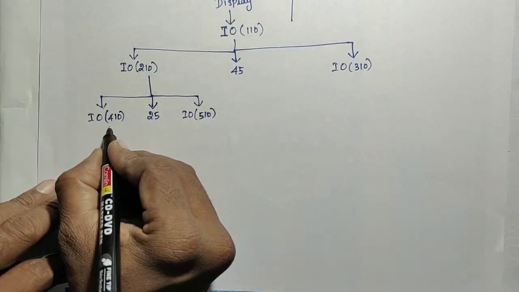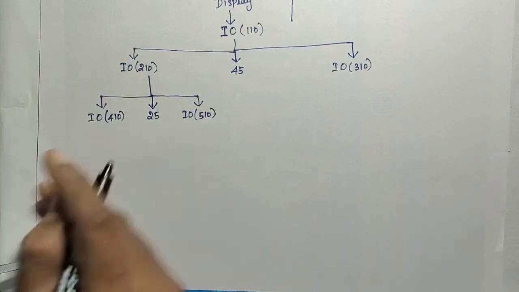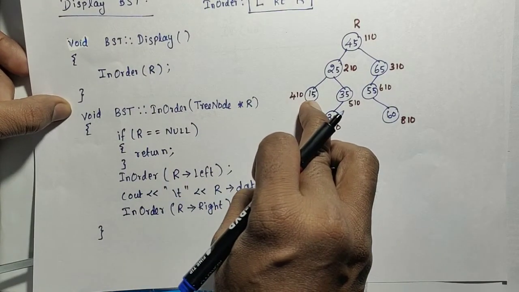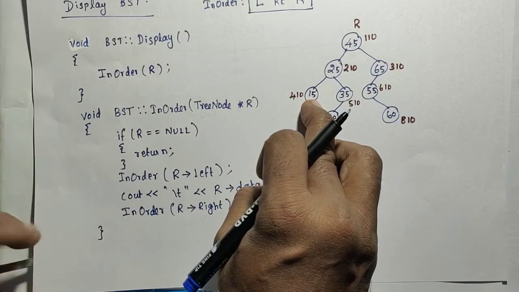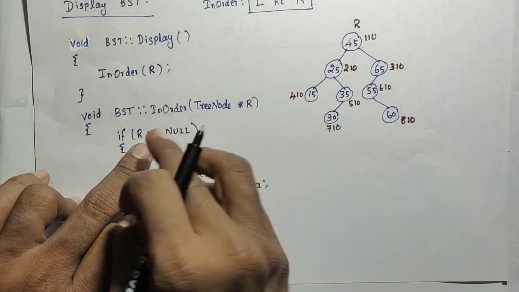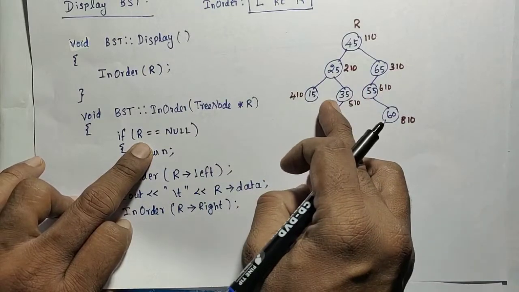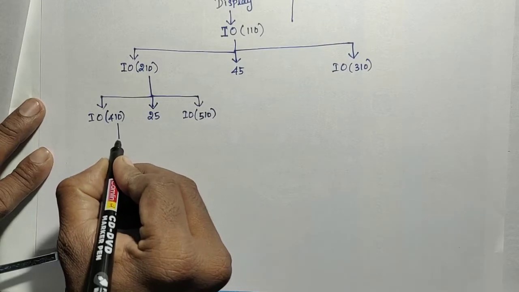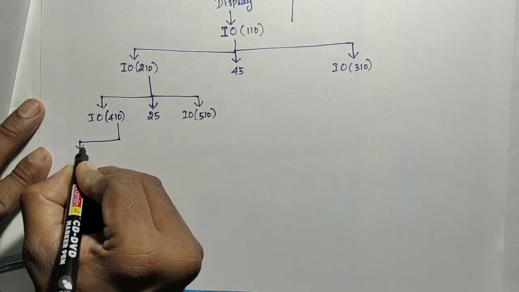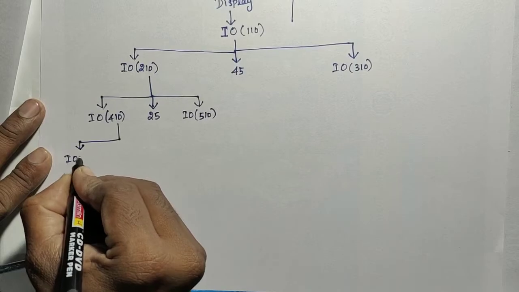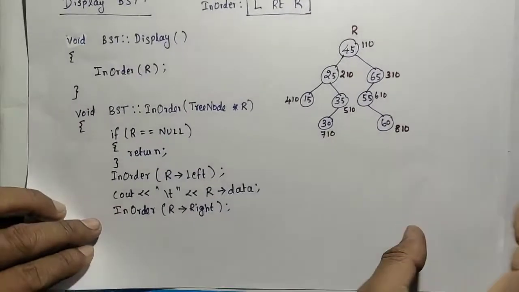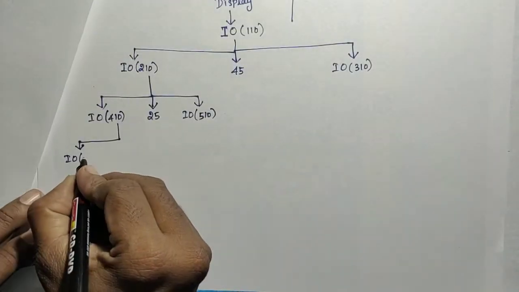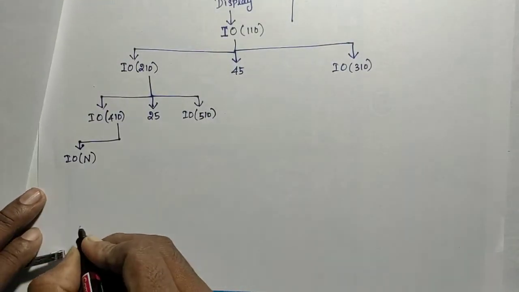So when we expand this, there is another call in order of 410. By the time, this R will receive 410. Now what you have to write is, it will check R is a null or not. R is not a null. So what will happen here is the three statements: IO of left of the 410. So what is the left of the 410 here? It is a null.